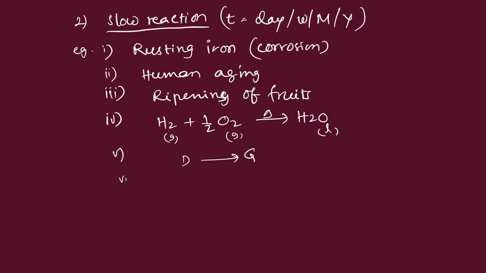Next, sixth, conversion of plant material into coal, because coal forms in the earth's crust and it takes millions of years. So these are some slow reactions.